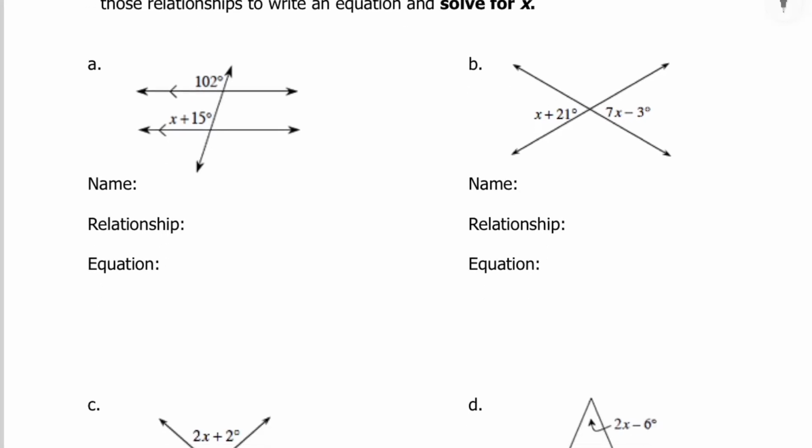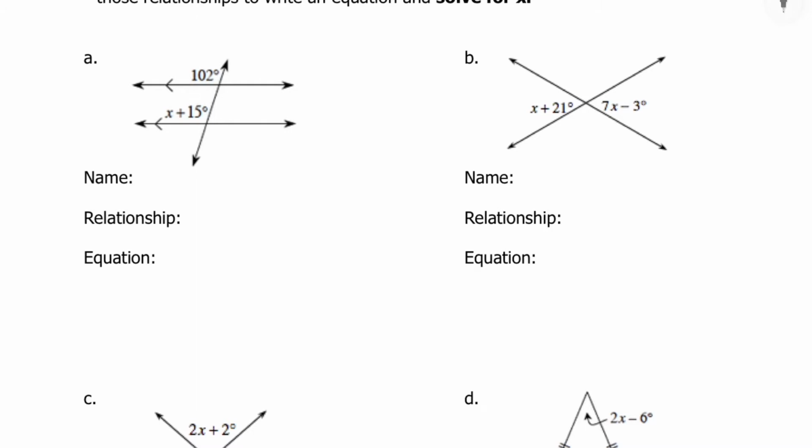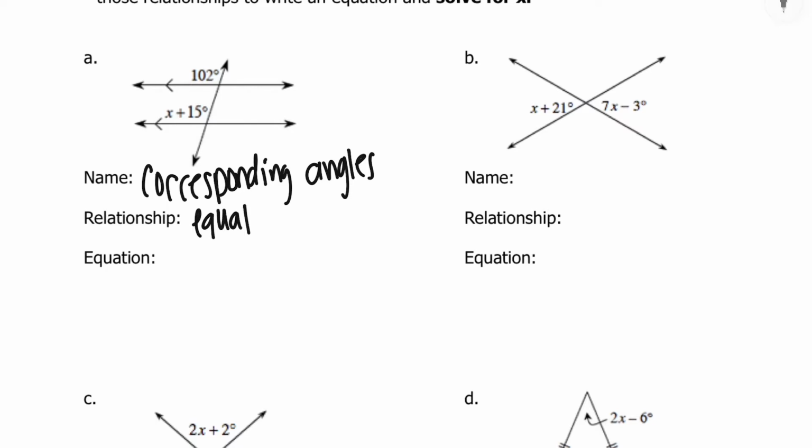So A, when I look at this first one, these two angles are in the top left corner of their two intersections. So those will be corresponding angles. So that's the name. And then the relationship is if lines are parallel, which we know they are because of the arrows, then corresponding angles are congruent. You can also say equal, so congruent or equal. And then the equation we're going to write is setting those two things equal. So x plus 15 equals 102.